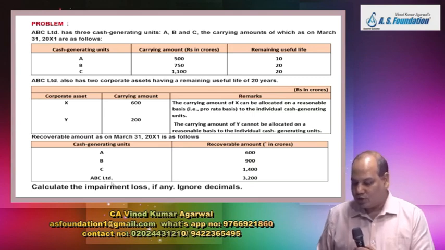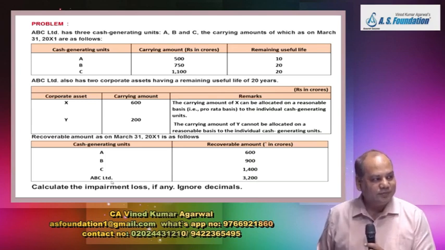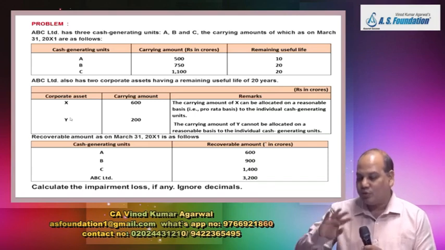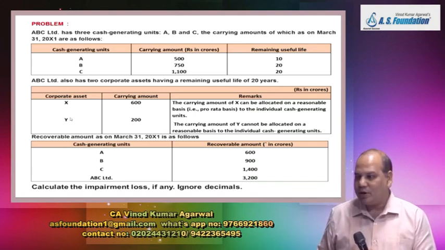Why do you think this whole company ABC Limited recoverable amount is given? For applying the impairment testing on corporate asset Y. Y cannot be allocated, so the whole entity will become a CGU for Y. Compute the impairment loss if any.